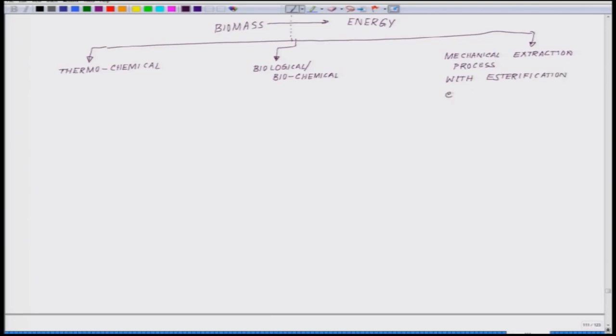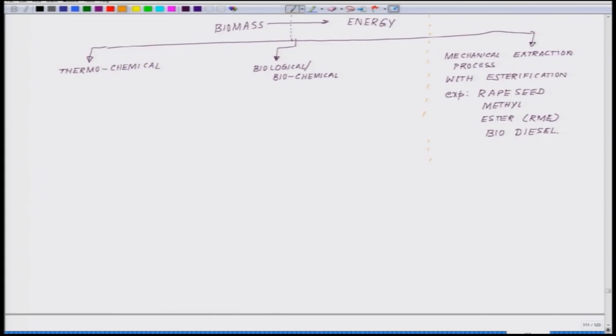So, one example I wanted to quote: rapeseed, an oil seed, rapeseed methyl ester or RME biodiesel. So, there are other biodiesels also. This is just one example, okay. We could talk about Jatropha and all those things, but at this stage we are not dealing with this. We will talk later about it, okay.